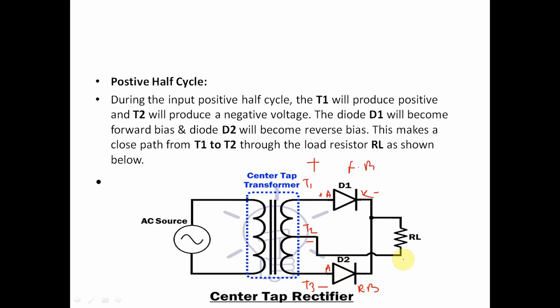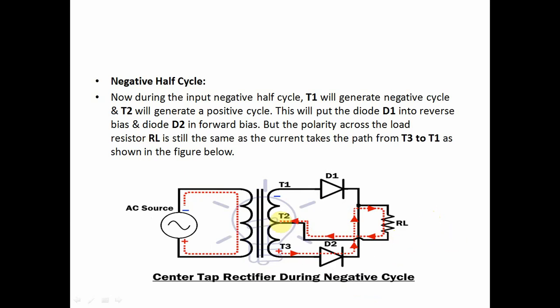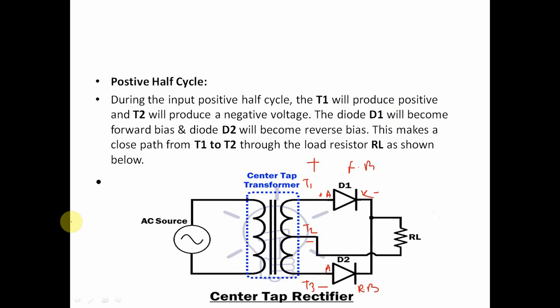Output is taken across load resistance RL. See here, this one is the output. This is the positive half cycle. In this positive half cycle, T1 is positive with respect to T2 and T3. So diode D1 acts as forward biased and D2 acts as reverse biased. So only the positive half cycle is present across load resistance RL.